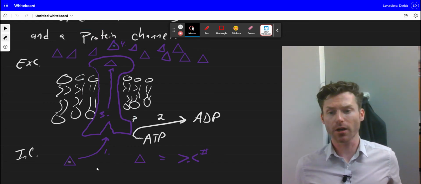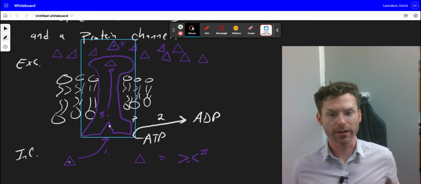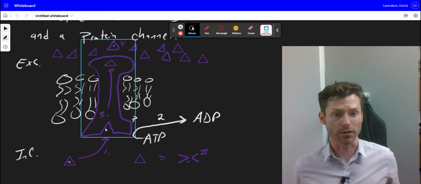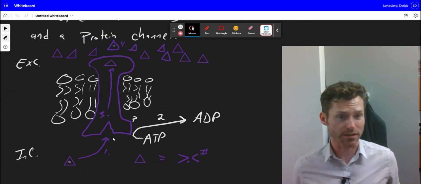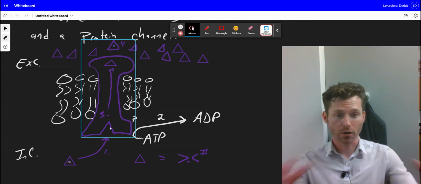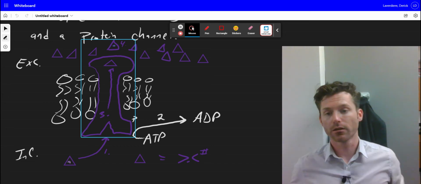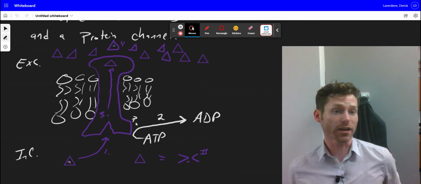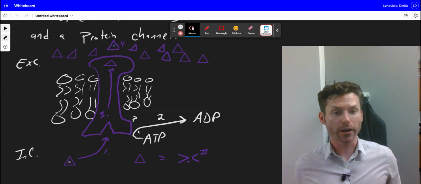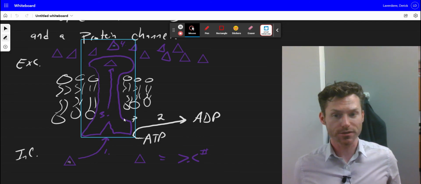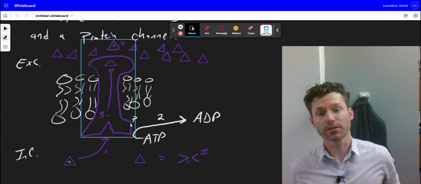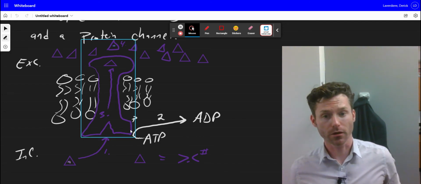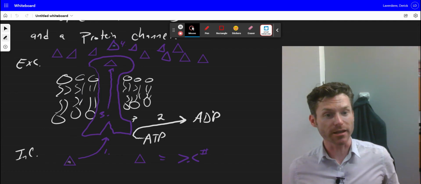So the first step of this process is that the triangle molecule will engage in the active site of this protein channel. There'll be an area that fits the molecule and grabs it. Once that molecule is grabbed, an ATP will swing by. It will engage with a different area of the protein. It will drop off one of its phosphate groups, so it will attach a phosphate group to this protein. It will leave as ADP.